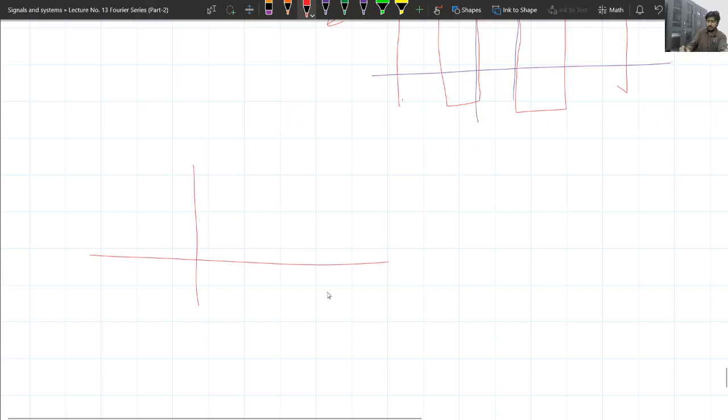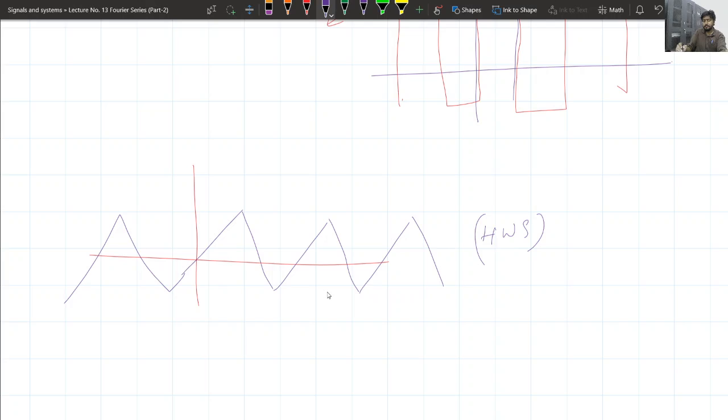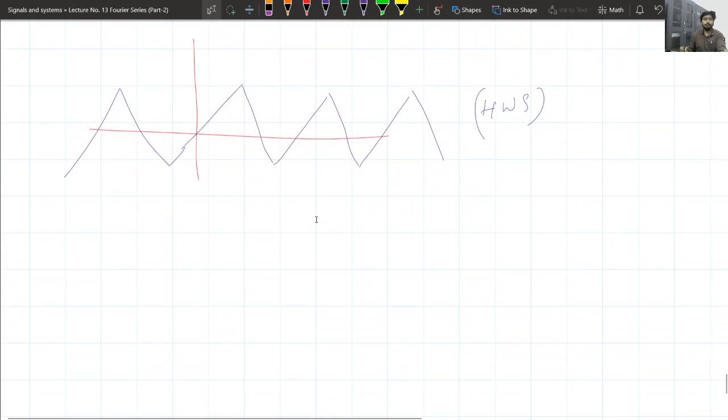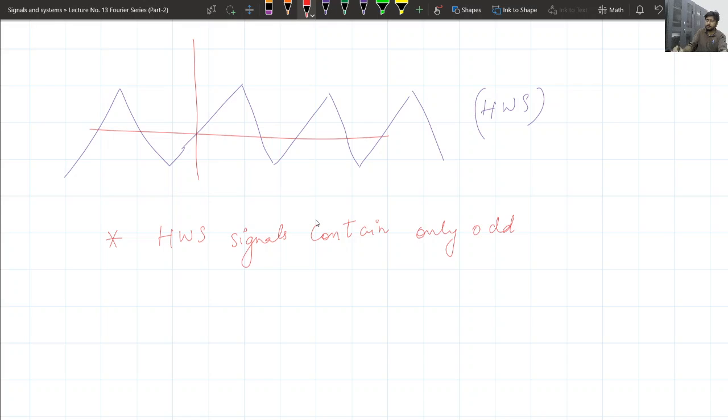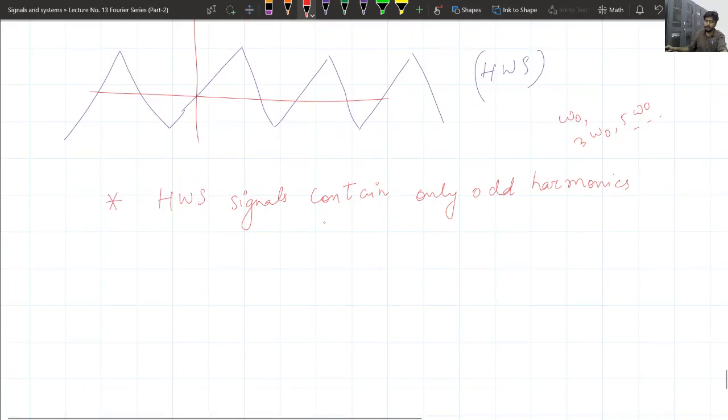Another example you can see is a triangular wave. This is also an example of half-wave symmetric signal. Now, what is the peculiar thing about the half-wave symmetric signal is that the half-wave symmetric signals contain only odd harmonics. Odd harmonic means, suppose the fundamental harmonic is omega naught, then 3 omega naught, 5 omega naught, such like that, only odd harmonics.